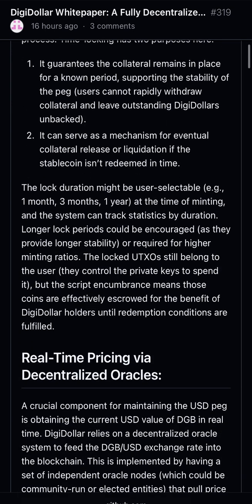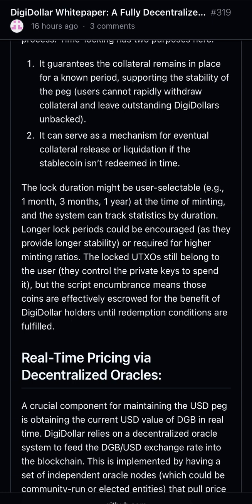It guarantees the collateral remains in place for a known period, supporting the stability of the peg. Users cannot rapidly withdraw collateral and leave outstanding DigiDollars unbacked. It can serve as a mechanism for eventual collateral release or liquidation if the stablecoin isn't redeemed in time. The lock duration might be user selectable, e.g., 1 month, 3 months, 1 year, at the time of minting, and the system can track statistics by duration. Longer lock periods could be encouraged, as they provide longer stability, or required for higher minting ratios.